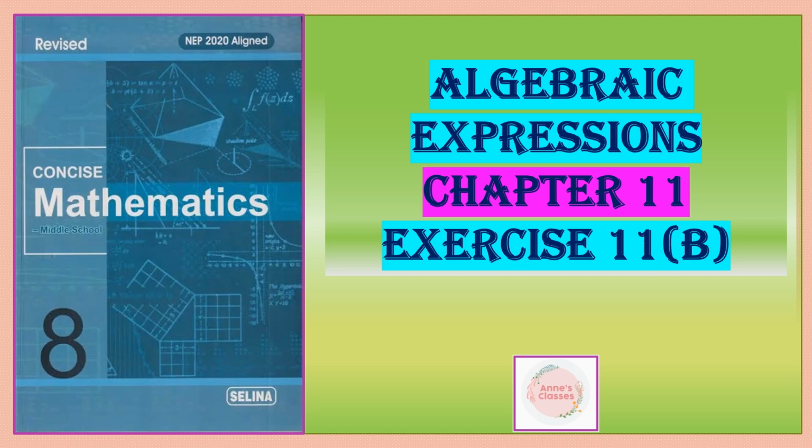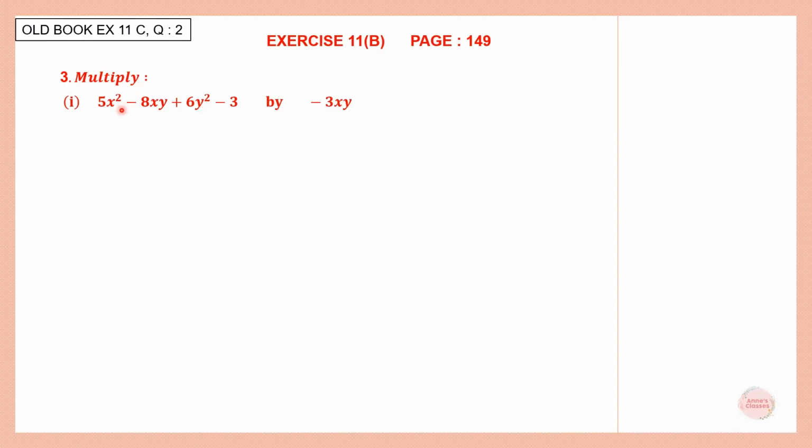Today we are doing algebraic expressions, chapter 11, exercise 11b, multiply. Now here we have a polynomial to be multiplied by a monomial. There are two ways of doing this. One is the column method and another one is the row method. So I will do both and show you how it's to be done.